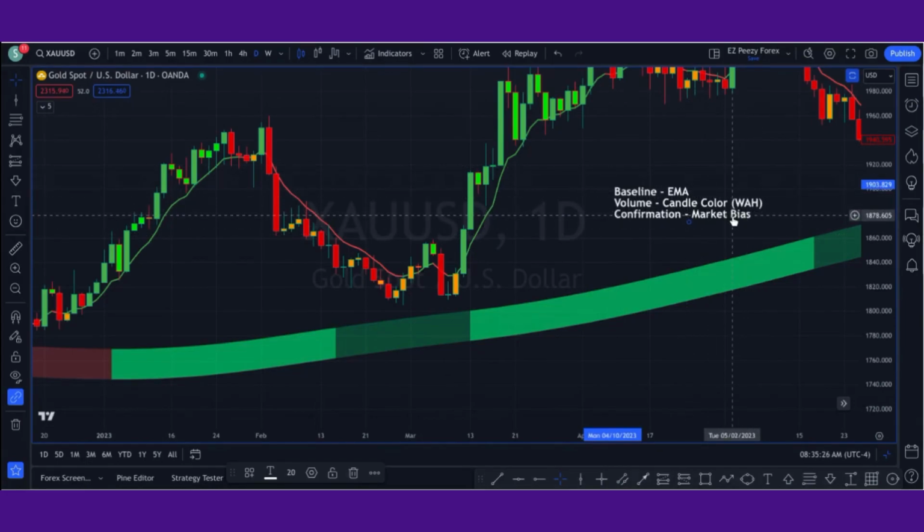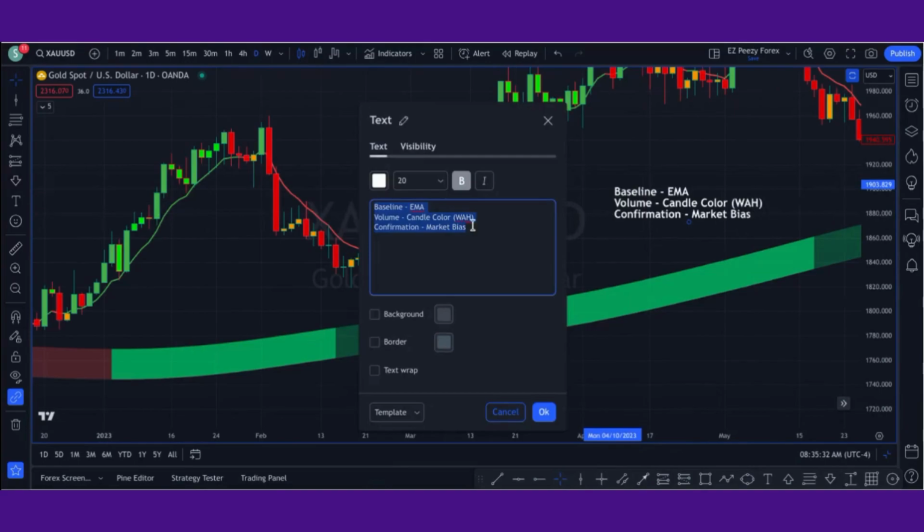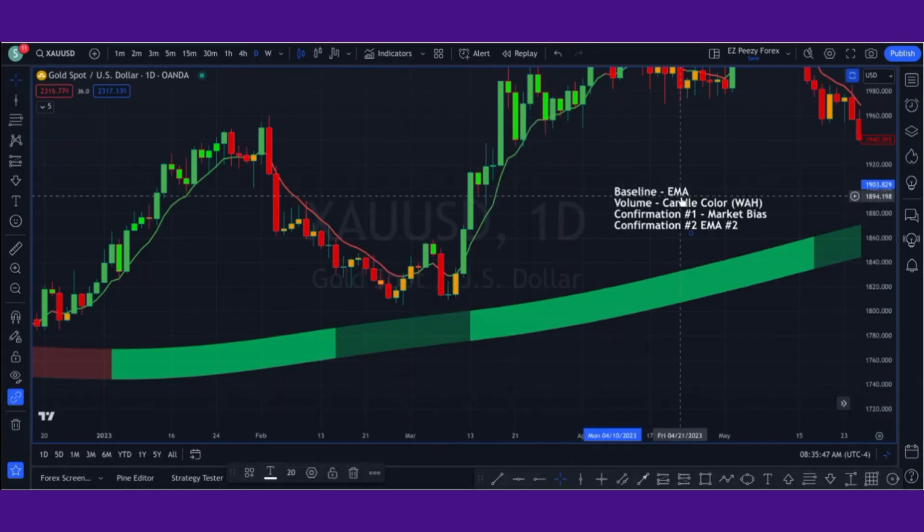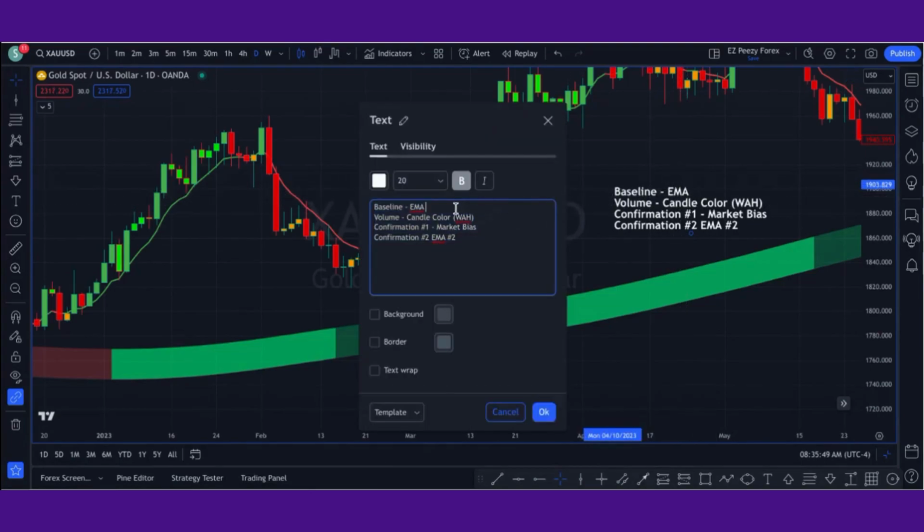If I want to add another confirmation, then I could possibly use another EMA, right? So then I could say that's confirmation number 1. I like 2 confirmations, guys, as you can see. And confirmation number 2 would be EMA number 2. And the requirement is that they must be in order, right? So I'm going to show you what I mean.